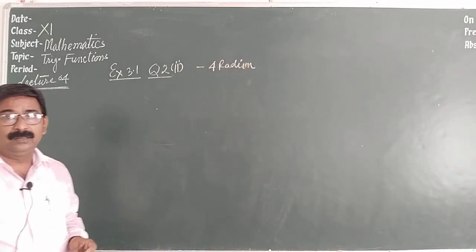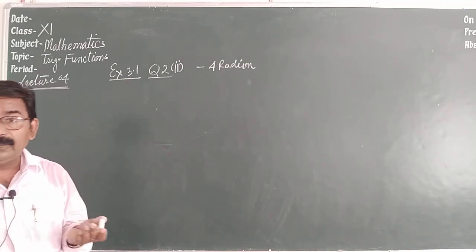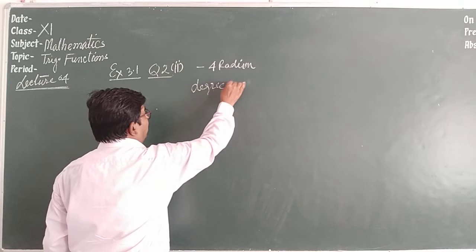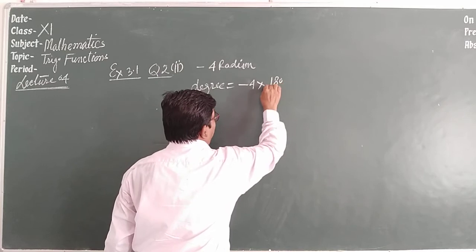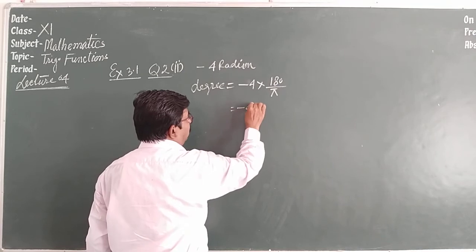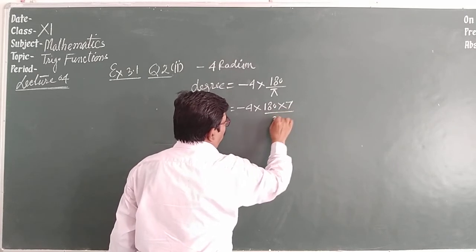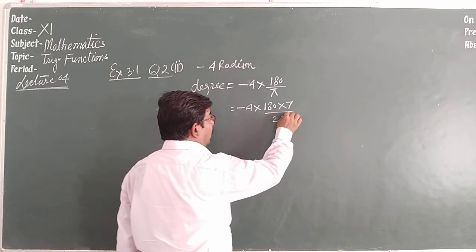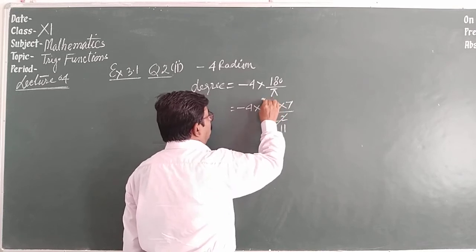-4 radian. So how to change this -4? If it is negative, it remains negative. So degree measure is equal to -4 into 180 upon pi. Now write the value of pi: -4 into 180 into 7 goes in numerator upon 22. Got it? Let's see, 2 11s are 22, this is 2 90s are 180.